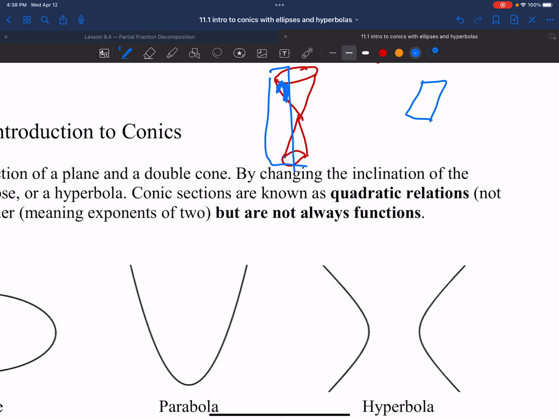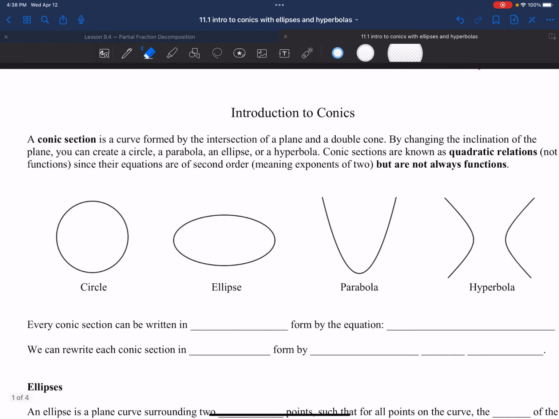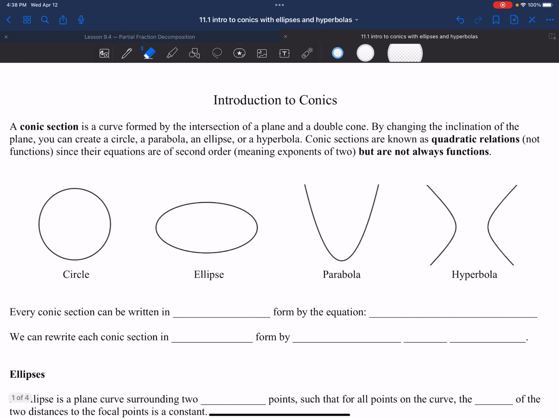Am I even drawing this right? That's supposed to be pointed the other way. I don't know. I'm not the best at drawing this, really. I'm terrible at it. So please go check out those videos for a way better demonstration of how this double cone is cut to see these images. Okay. So that's the intro.